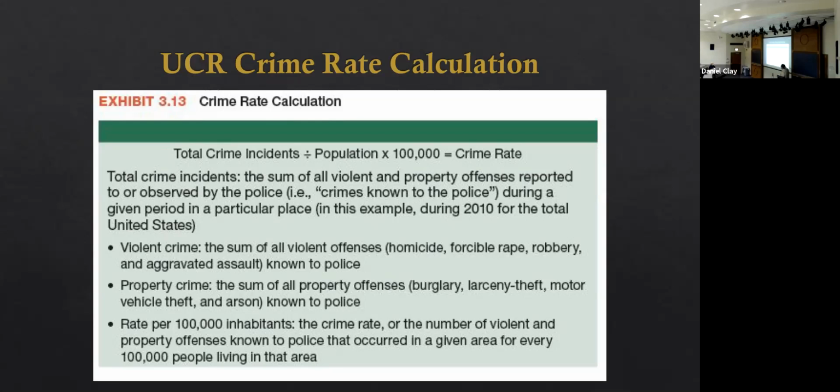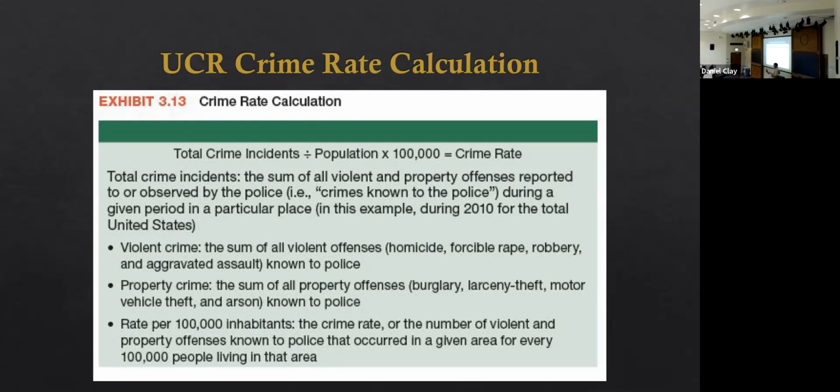The crime rate, or the number of violent and property offenses known to police that occurred in a given area for every 100,000 people living in that area. Why did we choose 100,000? I honestly have no idea. It's probably to give us an easier way to conceptualize it. If we did it by million, there's 300 million, the crime rates would look ridiculous. If we did it by every 10 people, the crime rates would be insane. So we kind of found this middle ground, where this is not misleading data, it's fairly straightforward. At least that's what we try for.